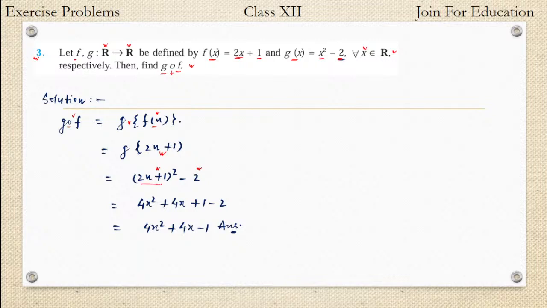Now we expand this one according to (a plus b) whole square. Then we get a square, so 4x square plus 4x plus 1 minus 2. Therefore, here it will be 4x square plus 4x plus 1 minus 2, equal to 4x square plus 4x minus 1. So this one is the answer of question number 3.